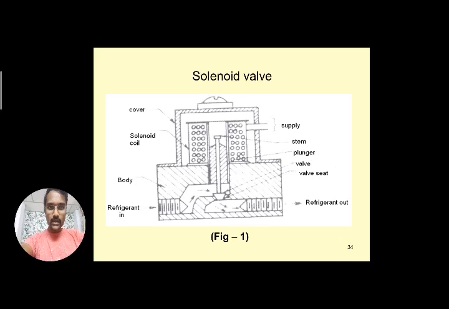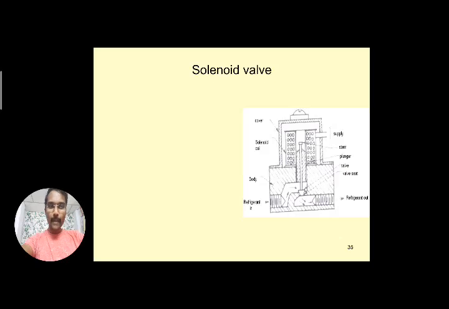And here there is a solenoid coil which is operated electrically. When it is energized, it attracts the plunger and the plunger moves upward. When it is de-energized, the plunger moves downward. Here you can see the electrical supply, and a cover is provided over here that acts as an insulator. It just acts like a passage.